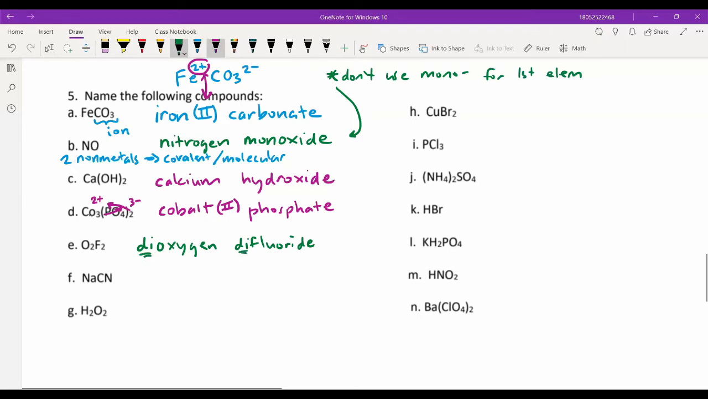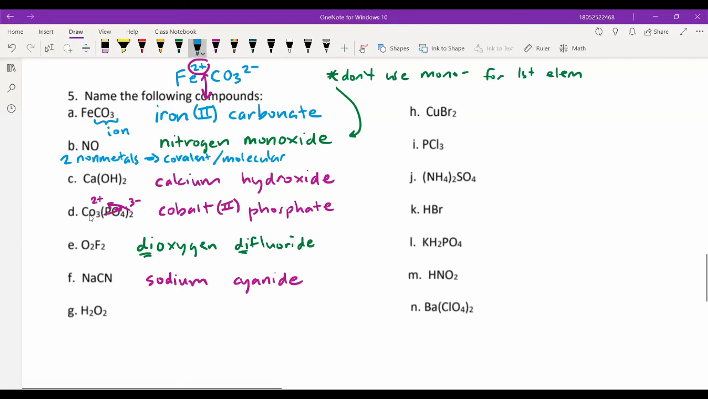All right, back to an ionic compound. Sodium is a metal. We don't have to specify the charge. And cyanide is the polyatomic ion here, CN-. So it's just sodium cyanide.